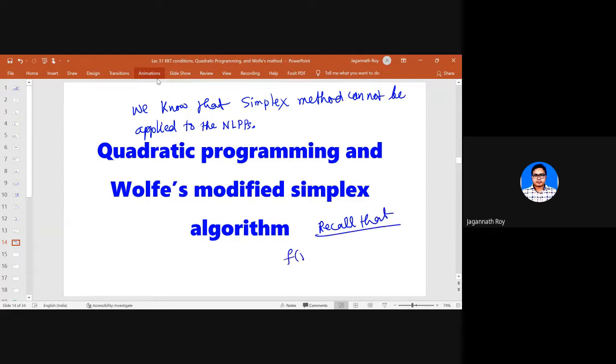f of x, for example, x1 square plus x2 square plus x3 square. Now, if you take the differentiation, if you take the gradient, or for example, let us write f(x) = x square plus 2x plus 1. So f dash of x, what is it? 2x plus 2.